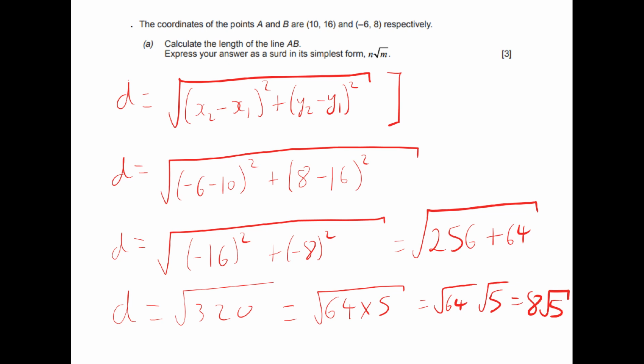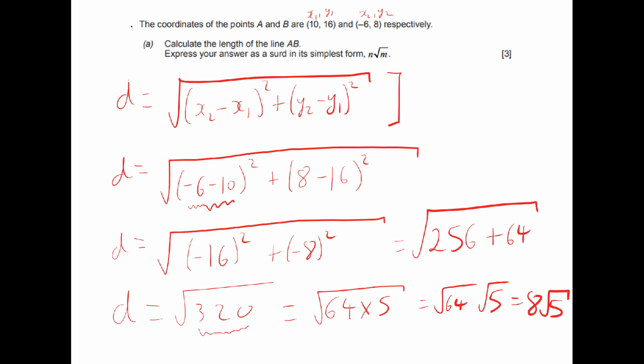Here is the formula. I've labeled my first point as x1, y1, my second point as x2, y2, and I can see that I have minus 6, minus 10 in this bracket. That works out to minus 16. Remember, minus 16 squared is going to be plus 256. When you square something which is negative, it will inevitably come out as positive. So we end up getting down to root 320.